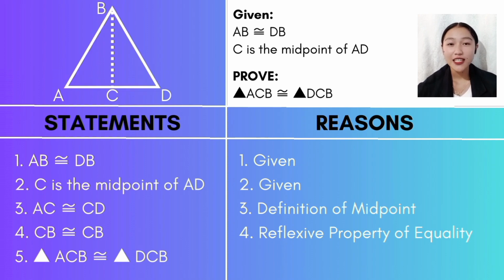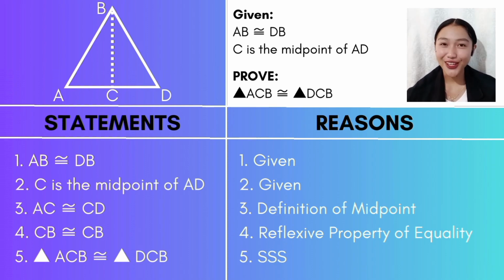We have proven that all the three corresponding sides of the two triangles are congruent. Therefore, triangles ACB and DCB must indeed be congruent by the SSS postulate. Remember, the order of our proof is crucial because each step builds on the previous one and guides us to our final conclusion. So, make sure you follow a logical progression when working through geometric proofs.